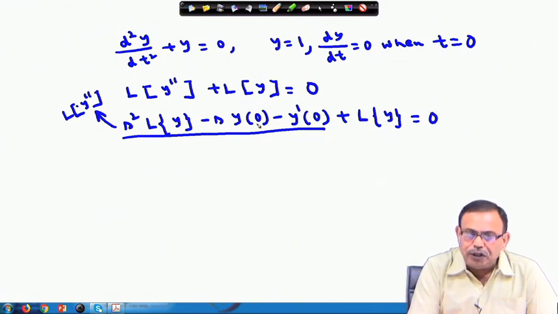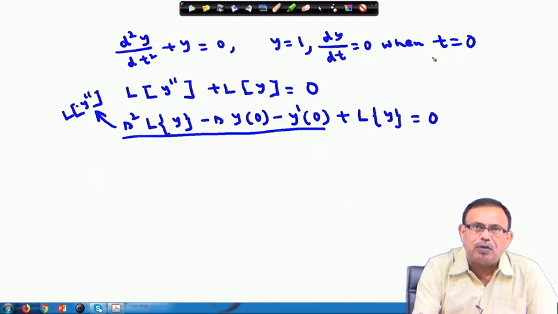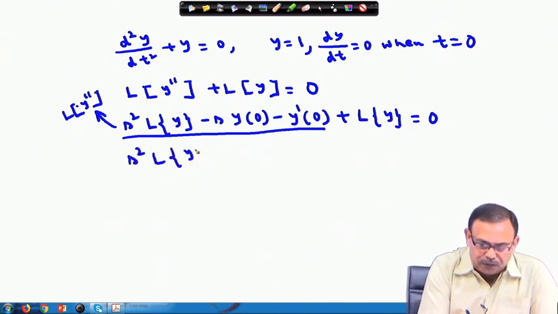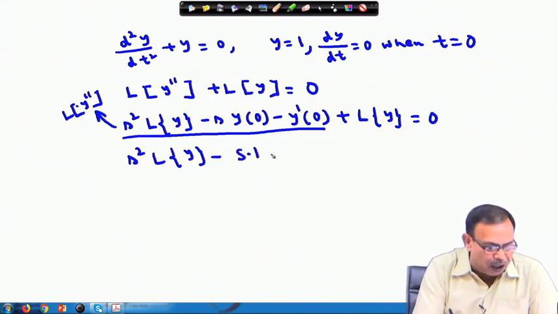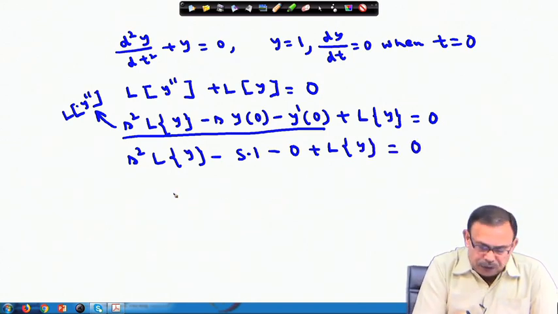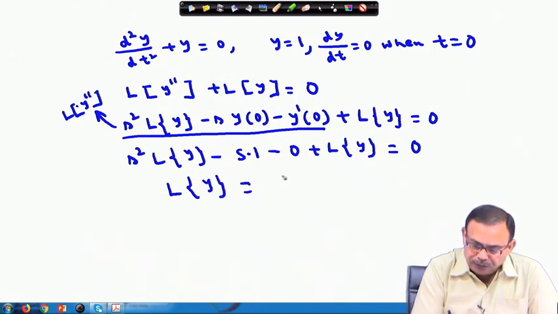Now, y(0) is 1 from here, and also y dash(0) is 0, because y is 1 at t equals 0, and dy/dt is 0 at t equals 0. So, substituting these values in this equation, I can write s square into Laplace transform of y minus s into 1 minus 0 plus Laplace transform of y equals 0. So, you see, from here you can write Laplace transform of y, with s going to the other side, as s by s square plus 1.